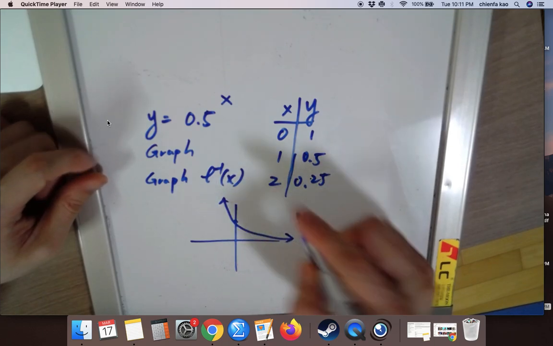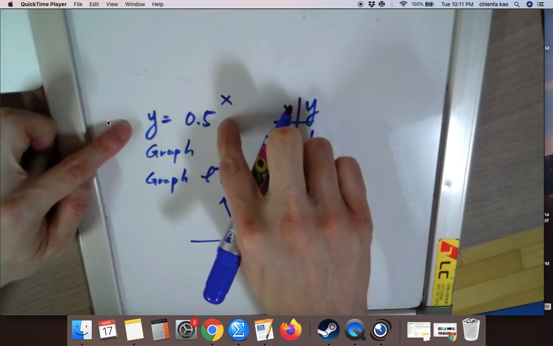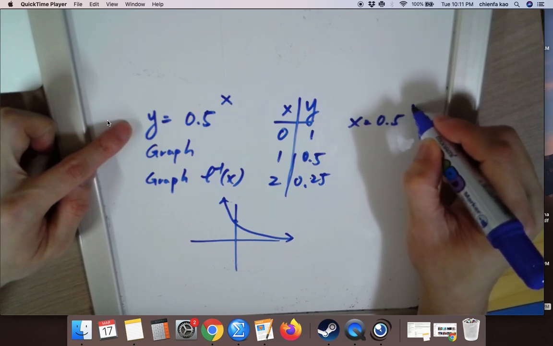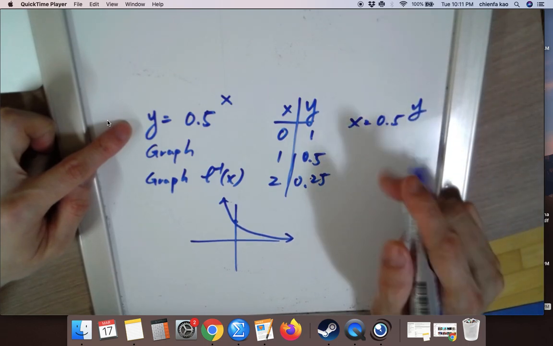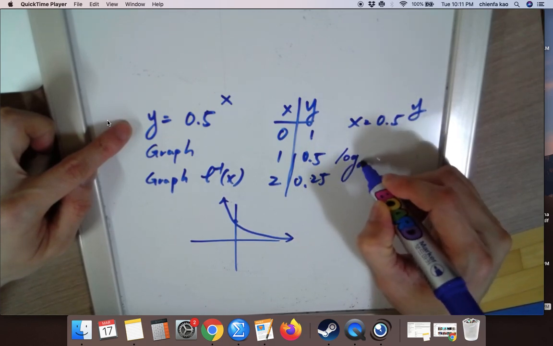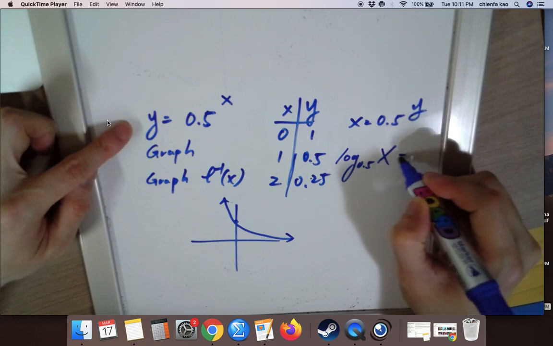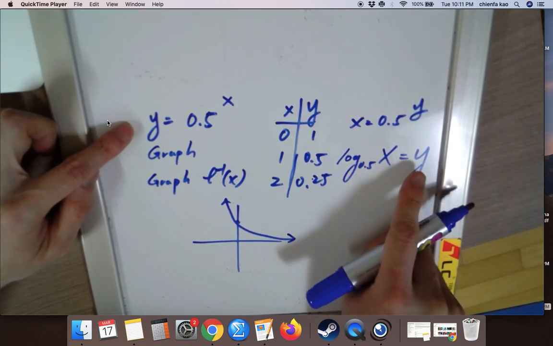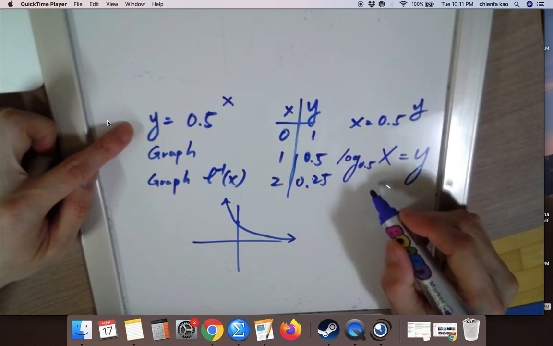Okay, let's find the inverse function. Swap x and y. This is not the inverse function yet. The inverse function should be, I take log base 0.5 on the two sides. That's the inverse function. Make sure you do the xy chart.